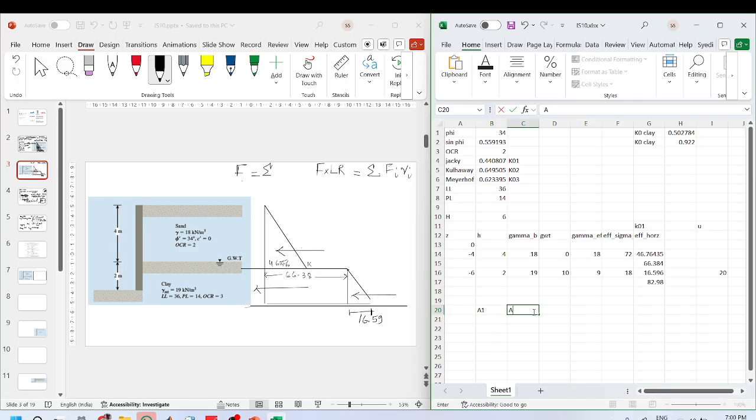Madam, water table diagram you have not drawn, huh? Right now, not. Okay, okay.